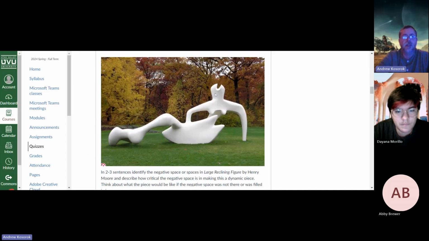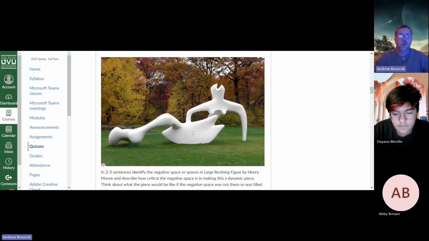We're talking about negative space. Can either of you talk about your experience with negative space? What is negative space? Negative space is the space inside the positive space that's not taking up physical space, but it's the non-physical space in between. Yeah, absolutely. You're exactly right.